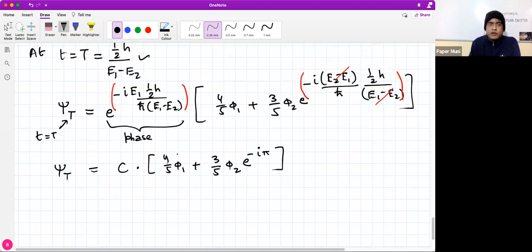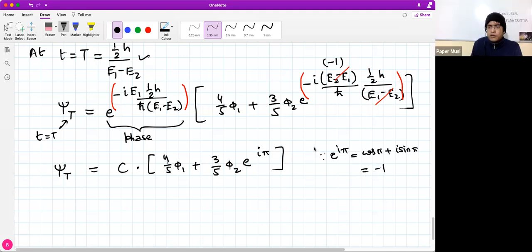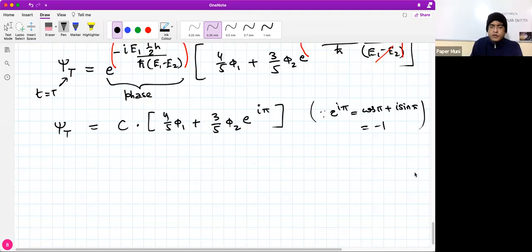Now there is no minus here, because when you substitute, it will be plus iota pi, because there's the e2 minus e1 and there is e1 minus e2. If you cancel this, you get minus 1 here, so that becomes plus. And what is the value of e to the iota pi? This is cos pi plus i sine pi, which gives you minus 1. Now if you substitute this, you get psi t is equal to c times 4 by 5 phi 1 minus 3 by 5 phi 2.